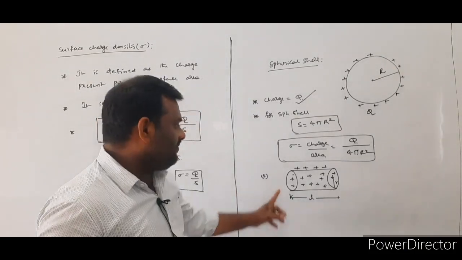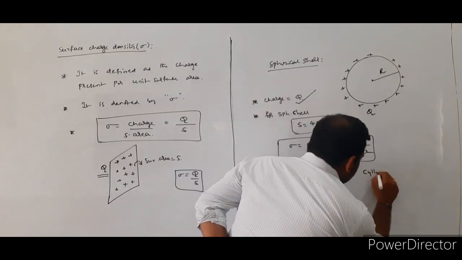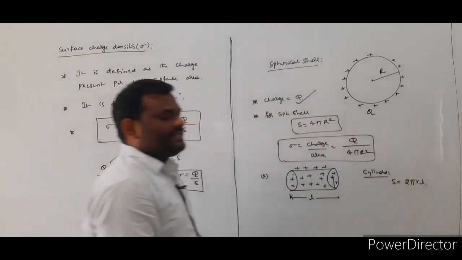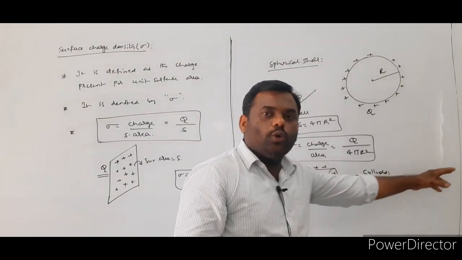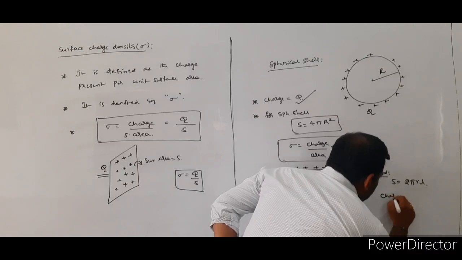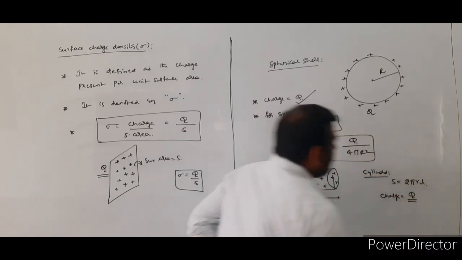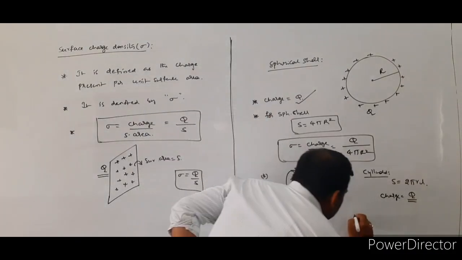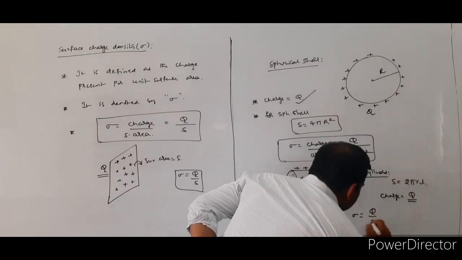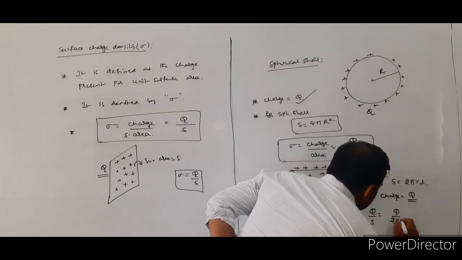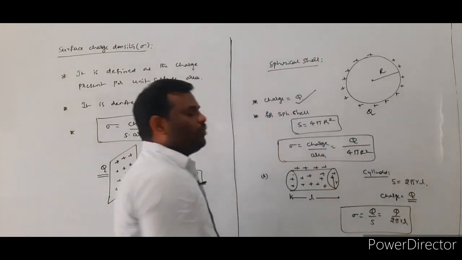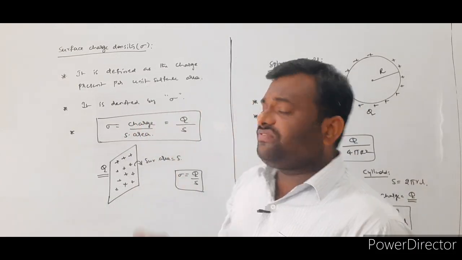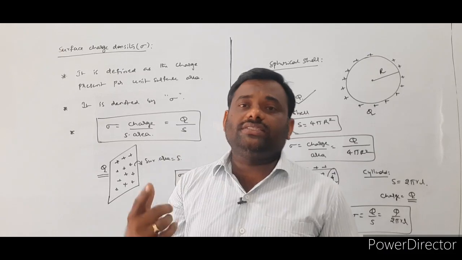For the cylinder, surface area S is equal to 2 pi RL. How much charge was given here? We gave the charge of capital Q. Therefore, for the cylindrical surface, the surface charge density sigma is given by Q by surface area, that is equal to Q by 2 pi RL. Like this, we have to define surface charge distribution and surface charge density.